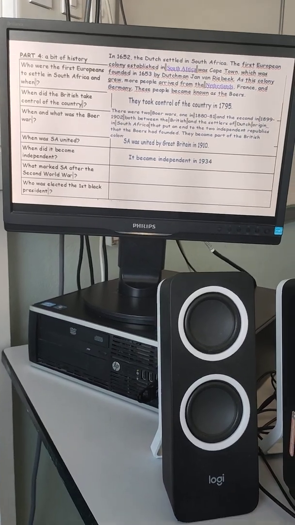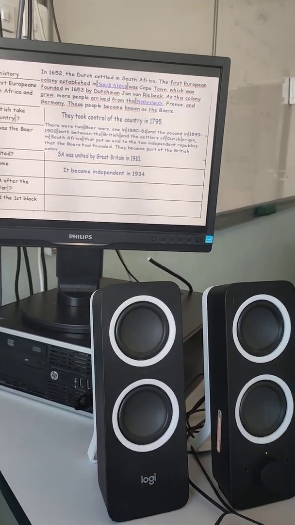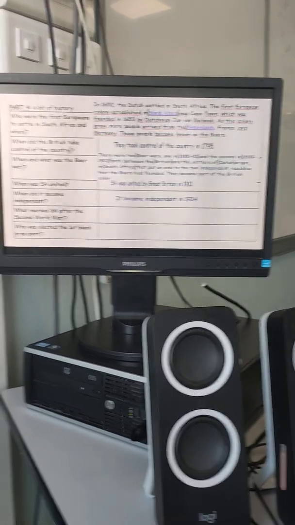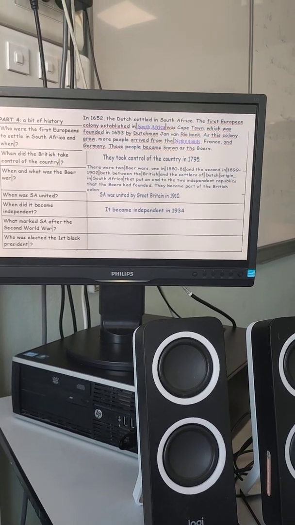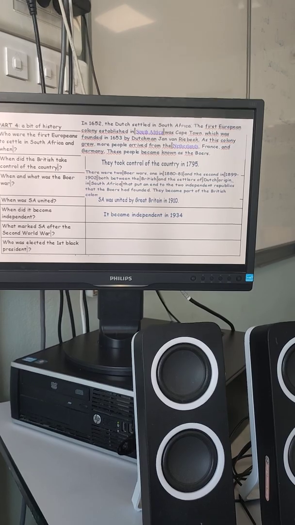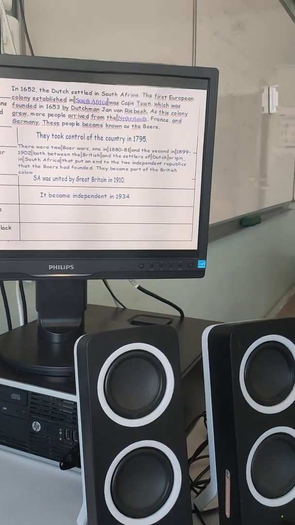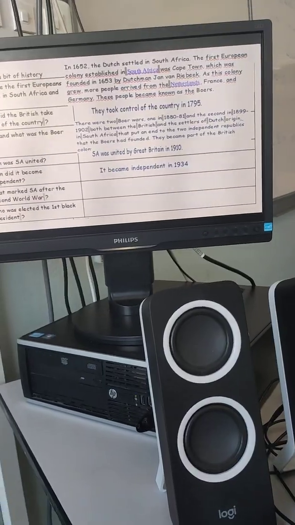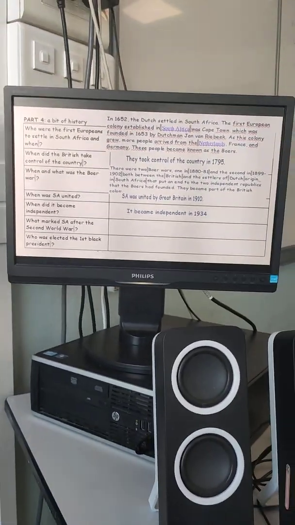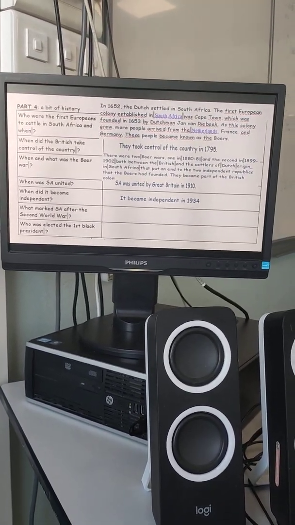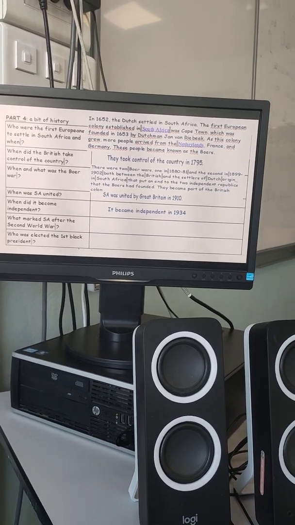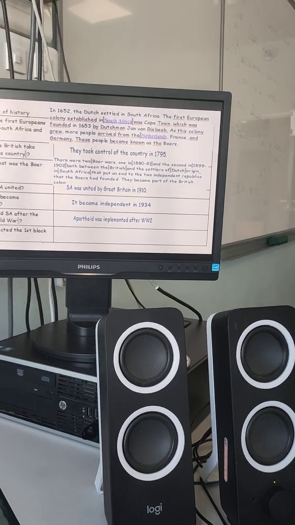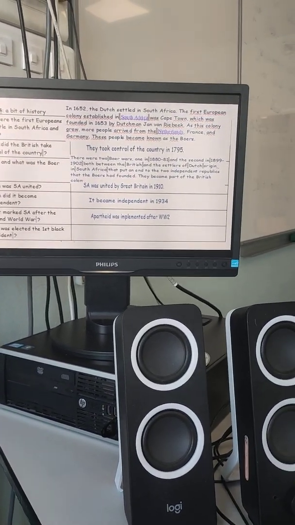So South Africa was controlled by European powers. It was united because it was like two independent republics. It was united in 1910, and it actually became independent in 1934. However, it was marked by apartheid after World War II.